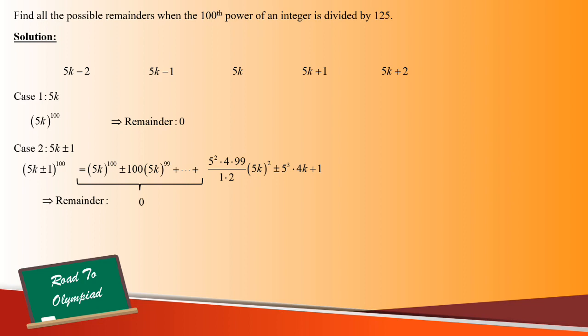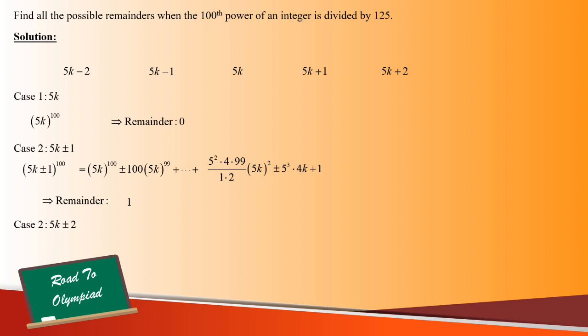For the next term, 5 squared times 5k, the whole thing squared, is clearly divisible by 125 as well, so the remainder is equal to 0 too. 5 cubed, which is 125, is clearly divisible by 125 as well, so the remainder is equal to 0 too. And the remainder of 1 when divided by 125 is 1. So the remainder when 5k plus or minus 1 raised to the power of 100 is divided by 125 will be equal to 1.